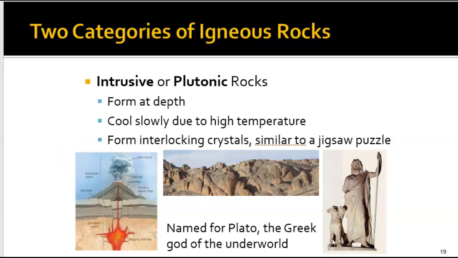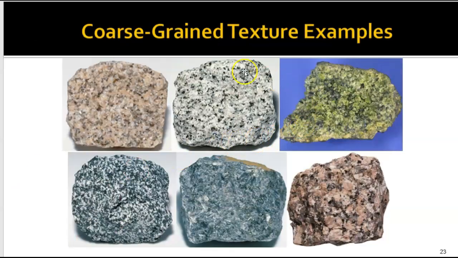So the two main textures that we have are coarse-grained or coarsely crystalline texture. Remember, that's the idea that you have very large crystals that you can easily see with the naked eye. These are all examples of those. And this is telling you that this is a plutonic or intrusive igneous rock. The idea is that the crystals are large because it cooled very slowly.